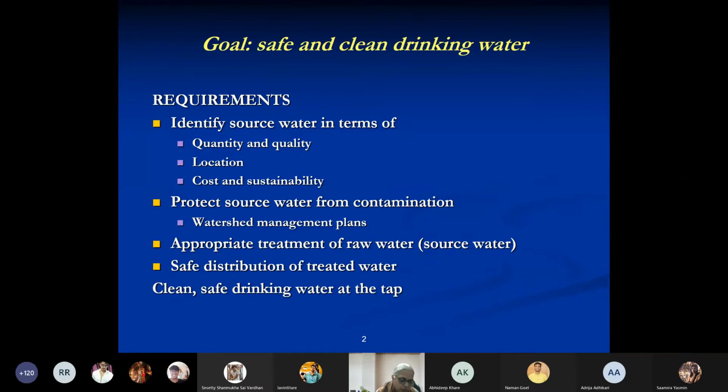We all have what is called point of use treatment. Point of use treatment means we are unhappy with the quality of water that is being distributed, and we have additional treatment at the point of use, which means at the tap. So that's very common everywhere in the world today.